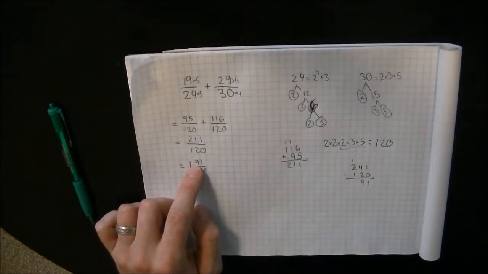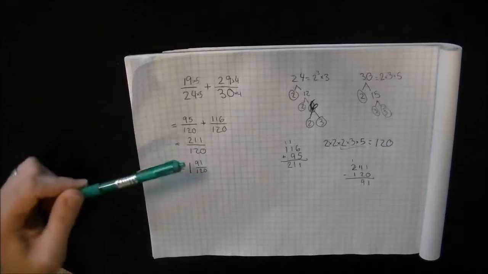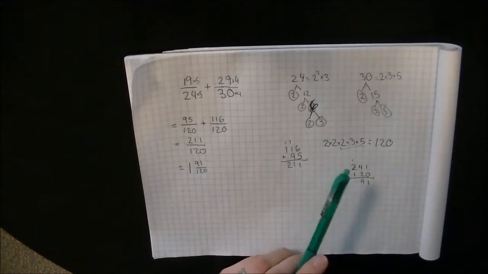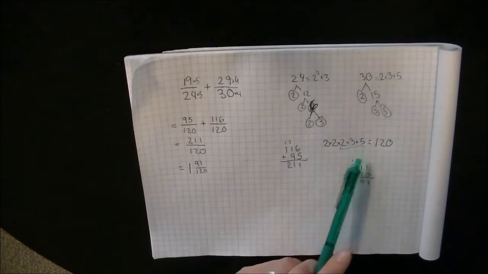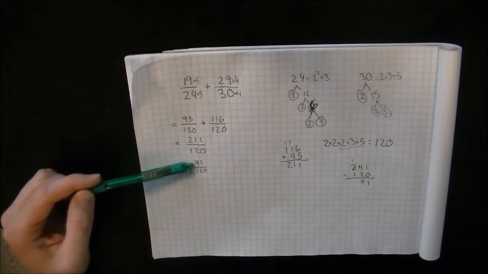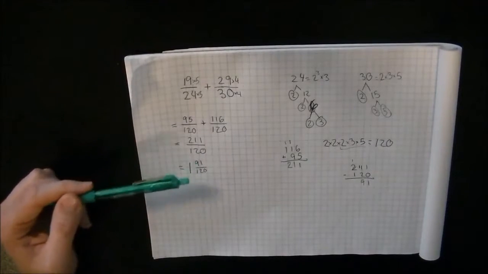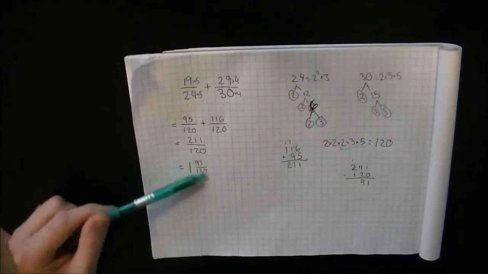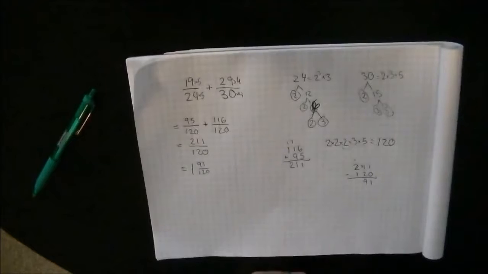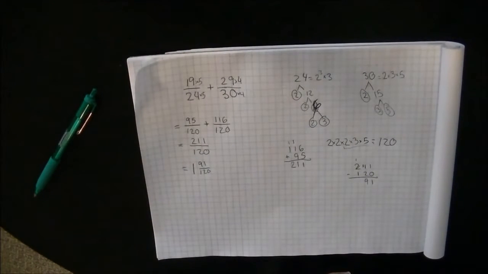Okay, and we check, is there any cancellations we can do here? 91 is, what goes into 90? I'm pretty sure 91 is prime. I know the prime factorization of 120. So the numbers that go into 120 are 2, 3, and 5. Does 2, 3, or 5 go into 91? Well, 2 doesn't because it's odd. 3 doesn't because if I add the digits, I don't get a multiple of 3. And 5 doesn't because it doesn't end in 0 or 5. So this is in lowest terms. So there we go. So we've added these two fractions.